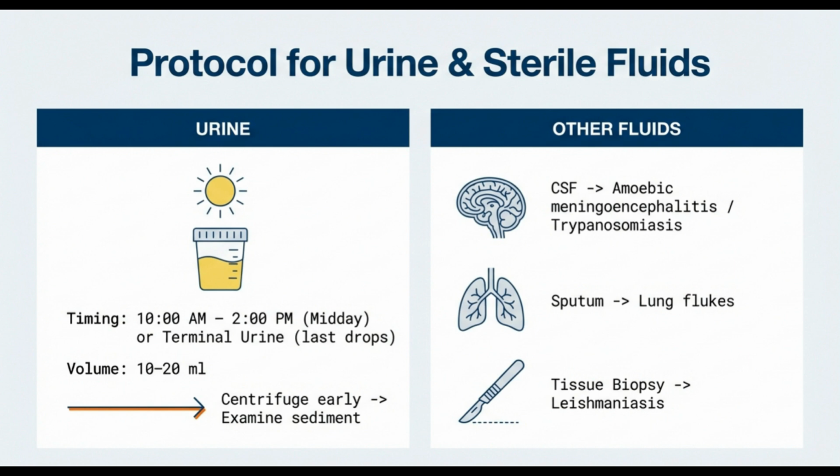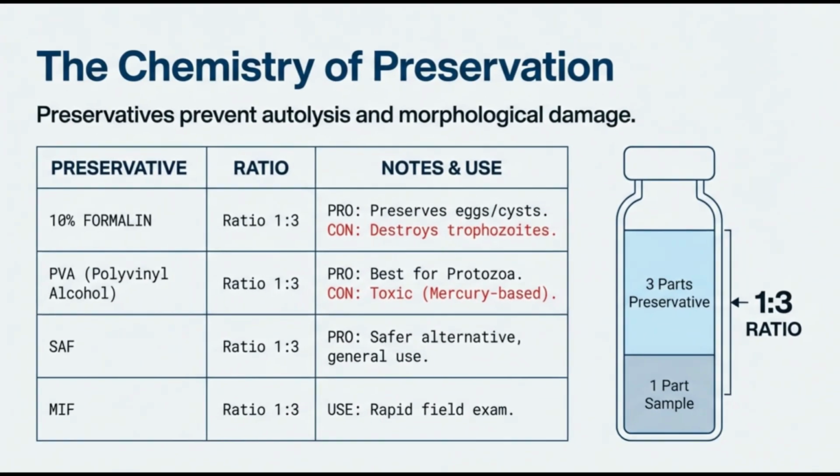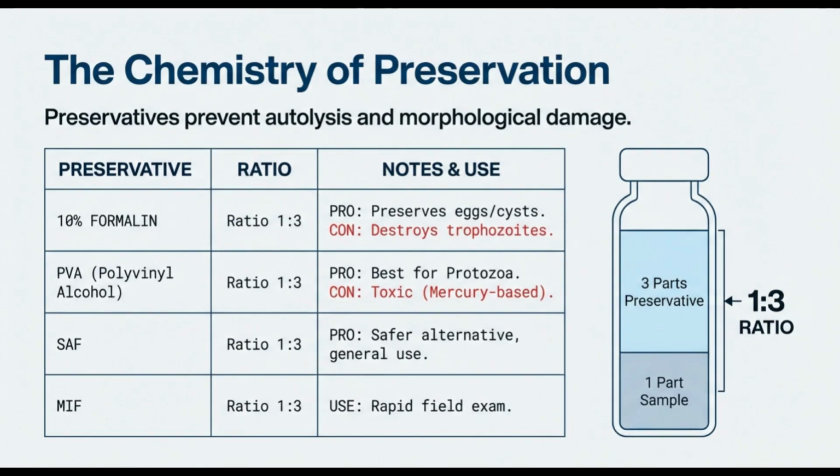examine under the microscope. For other sterile fluids, the collection method is tied directly to what we think the infection might be. We'll collect CSF if we suspect amoebic meningoencephalitis or trypanosomiasis. Sputum is collected to look for things like lung flukes, and a tissue biopsy is what's needed to diagnose infections like leishmaniasis. You know, collection is really just the beginning of the specimen's journey. Once we have it, we immediately move into the next critical phase: preservation and transport.